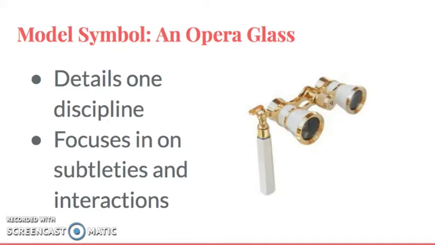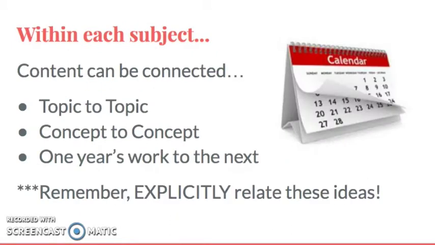The visual symbol for this model is the opera glass. An opera glass helps viewers at the opera to focus on details and subtle interactions that are happening as the story unfolds. In using the connected model in your classroom, you are focusing in and highlighting the interactions between concepts, topics, or ideas in the discipline that you are teaching, so that students can see the connections and extend their previous knowledge further. In the connected model, content is connected within each subject.